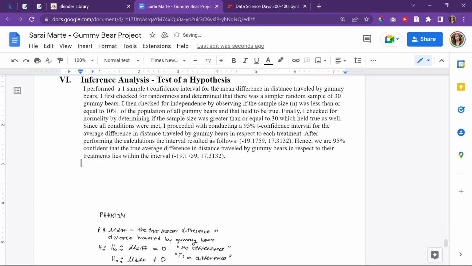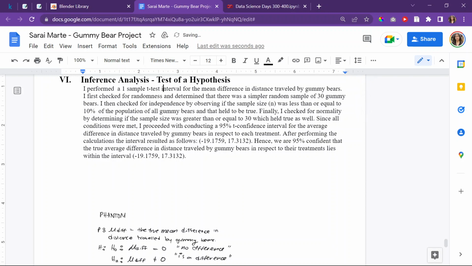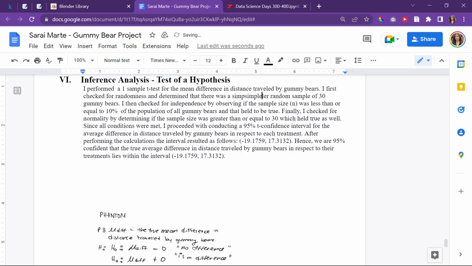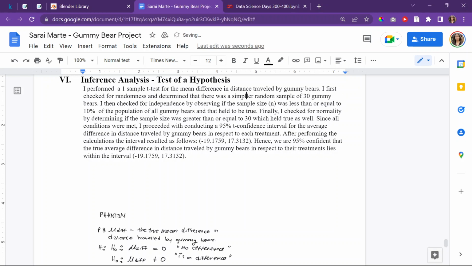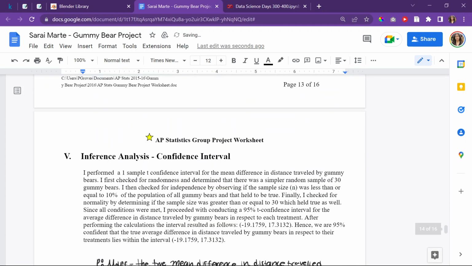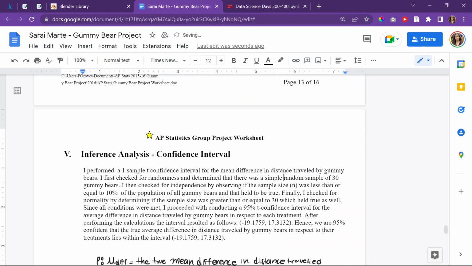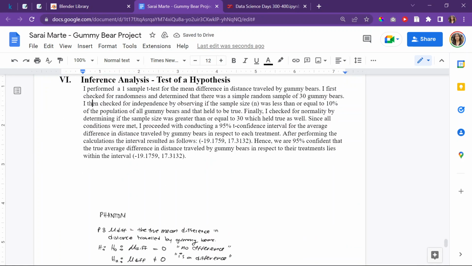Okay, anyway. I performed a one sample t-test for the mean difference in distance traveled by gummy bears. I first checked for randomness and determined that there was a simple random sample of 30 gummy bears. See, this is why we gotta spell check. So let me fix that up here too. Alright, I then checked for independence by observing if the sample size n was less than or equal to 10% of the population of all gummy bears, and that held to be true.